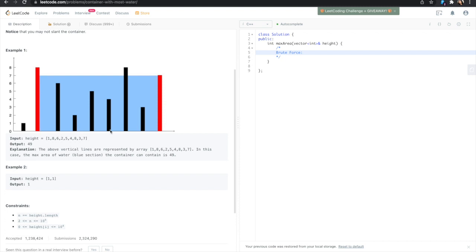And in this case, based on the output, we know this is 49 because it's 7 times 7. And then we do it for this bar and continue, and this bar and continue, and so forth. So the same process is repeated for each of these bars.